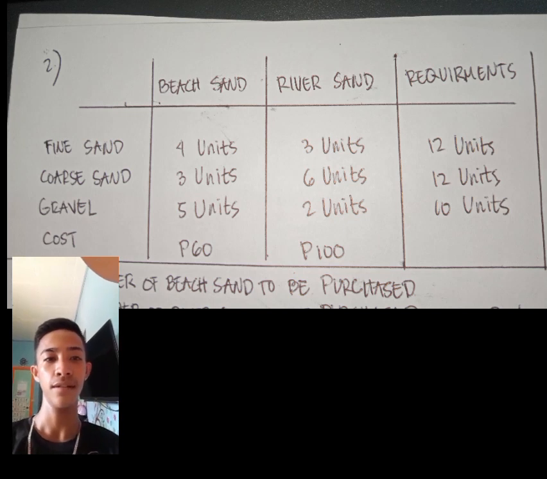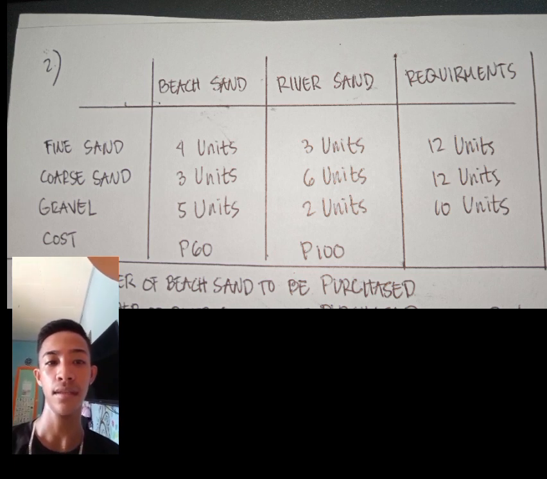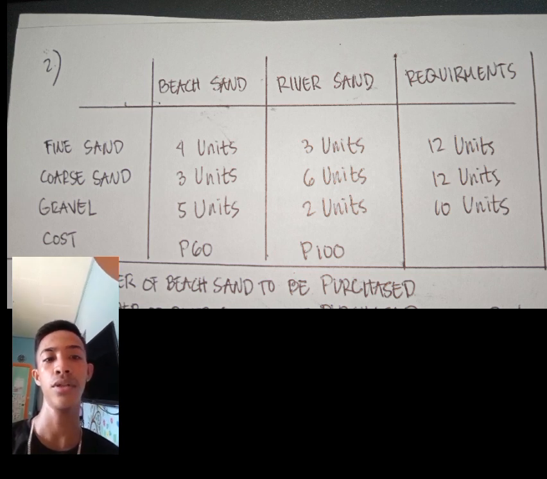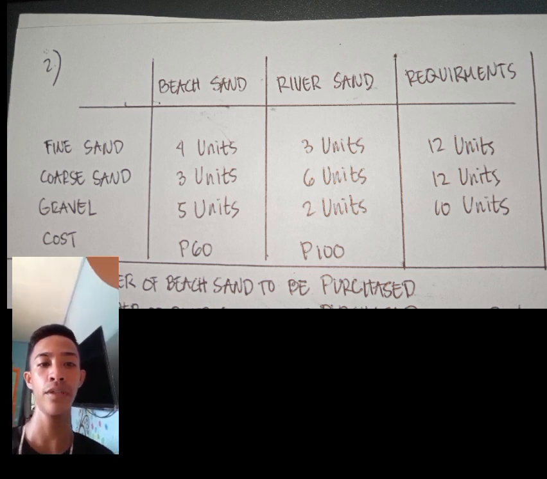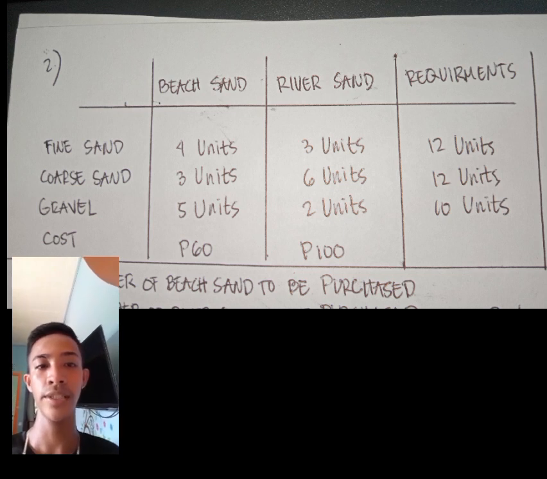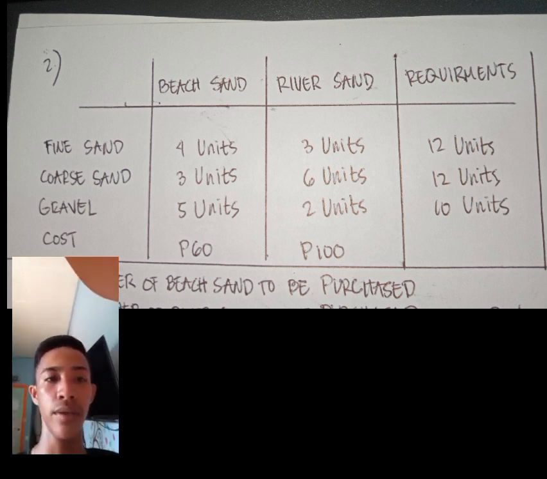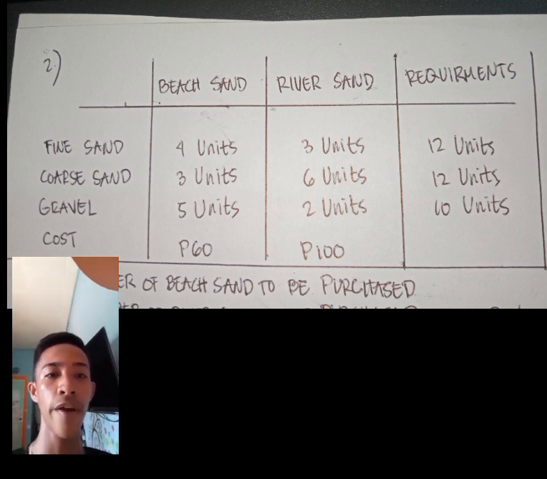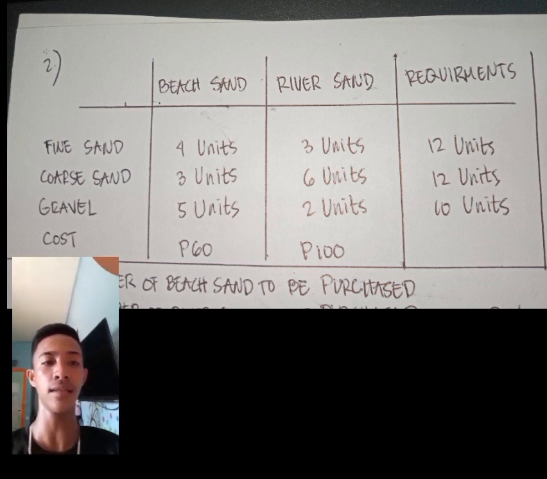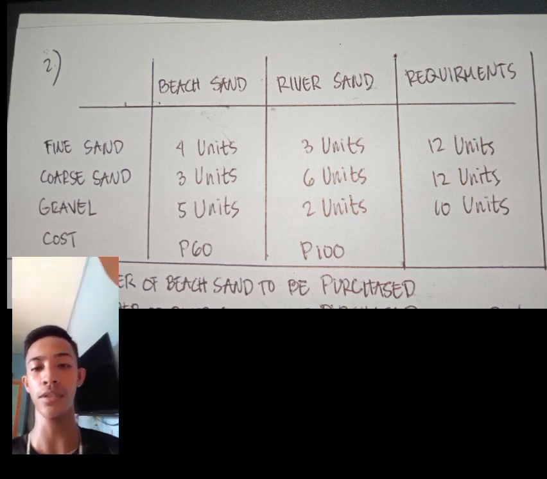Beach sand, river sand. Fine sand: 4 units, 3 units. Coarse sand: 3 units, then 6 units. Gravel: 5 units, 2 units. The cost of the beach sand is 60 and the river sand is 100. The requirements are 12 units of fine sand, 12 units of coarse sand, and the last is 10 units of gravel.